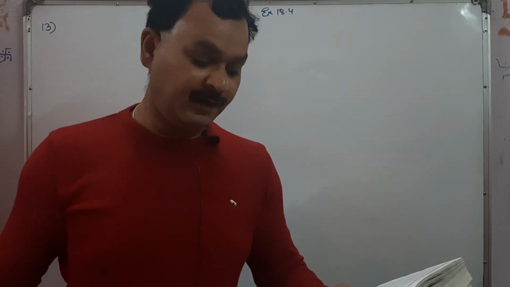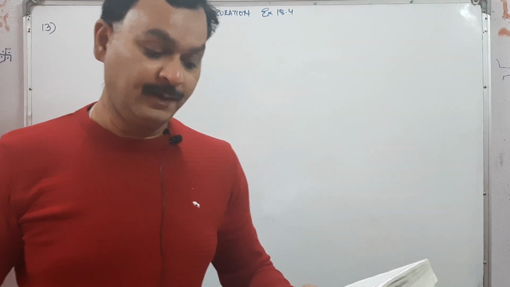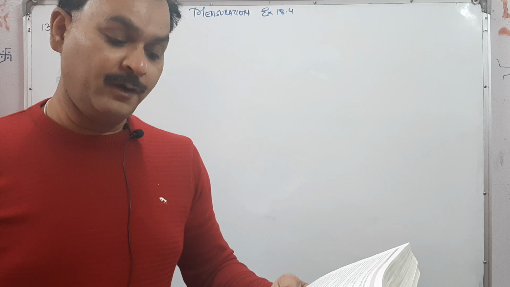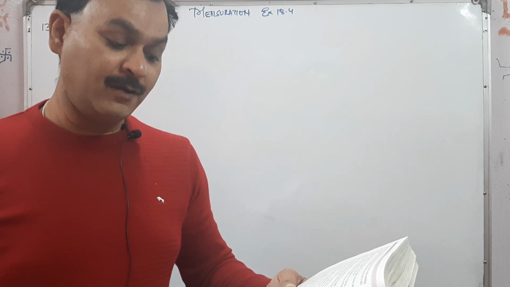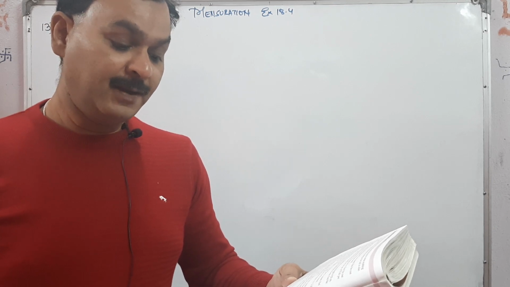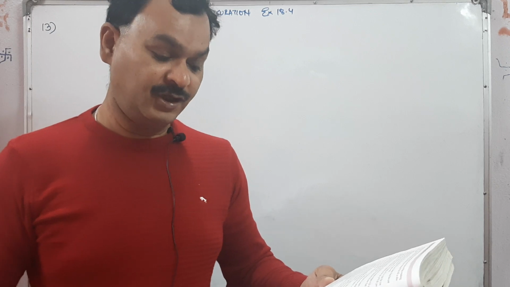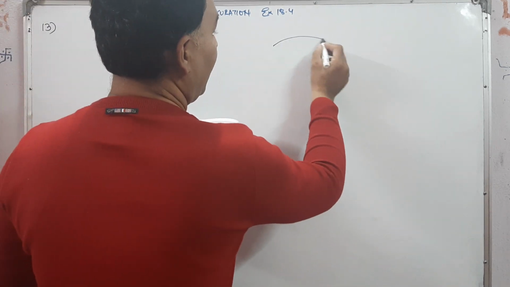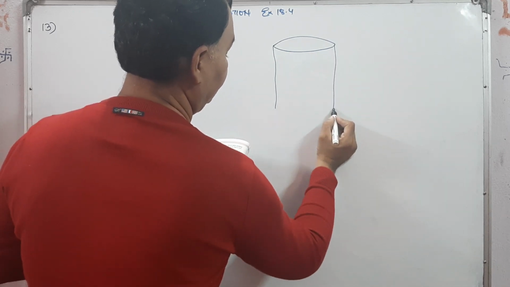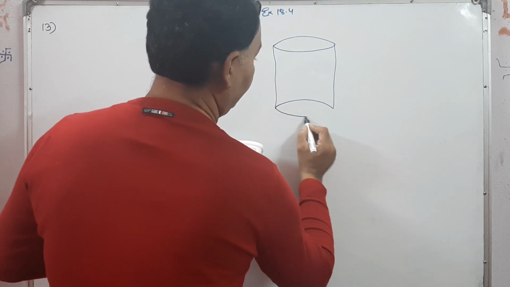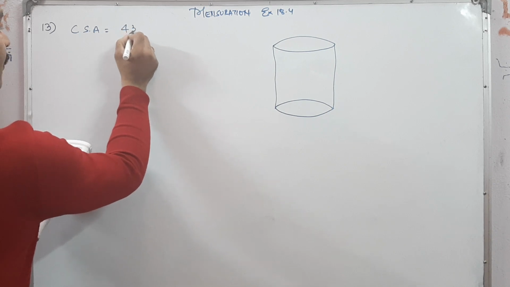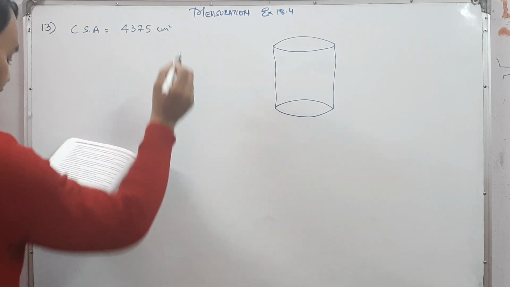The curved surface area of a hollow cylinder is 4375 centimeters square. It is cut along its height and formed a rectangular sheet of width 35 centimeter. Find the perimeter of the rectangular sheet. Okay, the question is, we have a cylinder in this format, and its curved surface area is given, 4375 centimeter square.